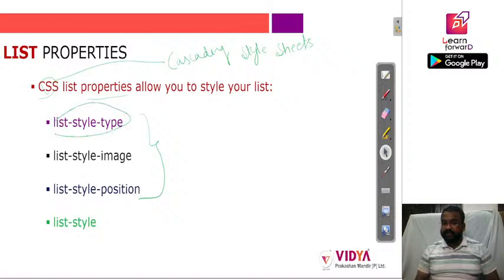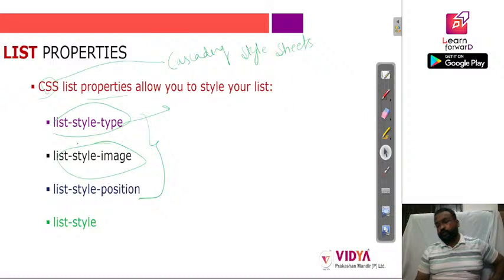One is list-style-type. This property is similar to the type attribute. The second one is list-style-image. We can use this if you want to use some image in place of numbers or symbols. Then we have list-style-position, that is outside or inside. Generally when you write the item, there would be a particular space, then your item would be there. But if you want to provide some space between the number and that particular item, for that we use this list-style-position.